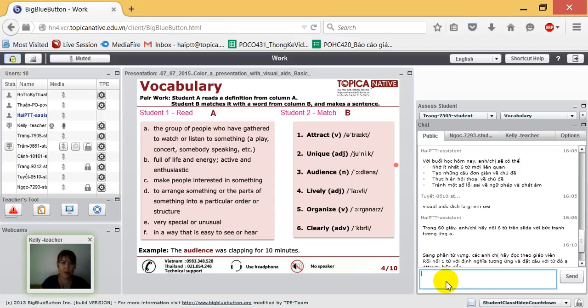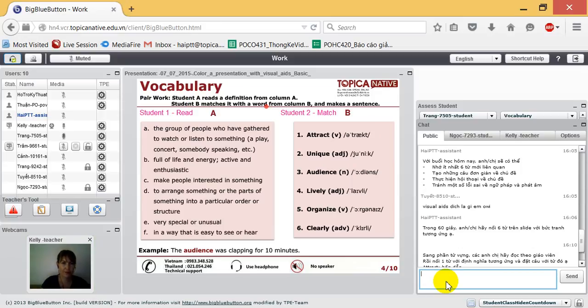Student 2 will then use the word to create a sentence. So let's go ahead and start. And Trang, could you please start us off by reading definition A?